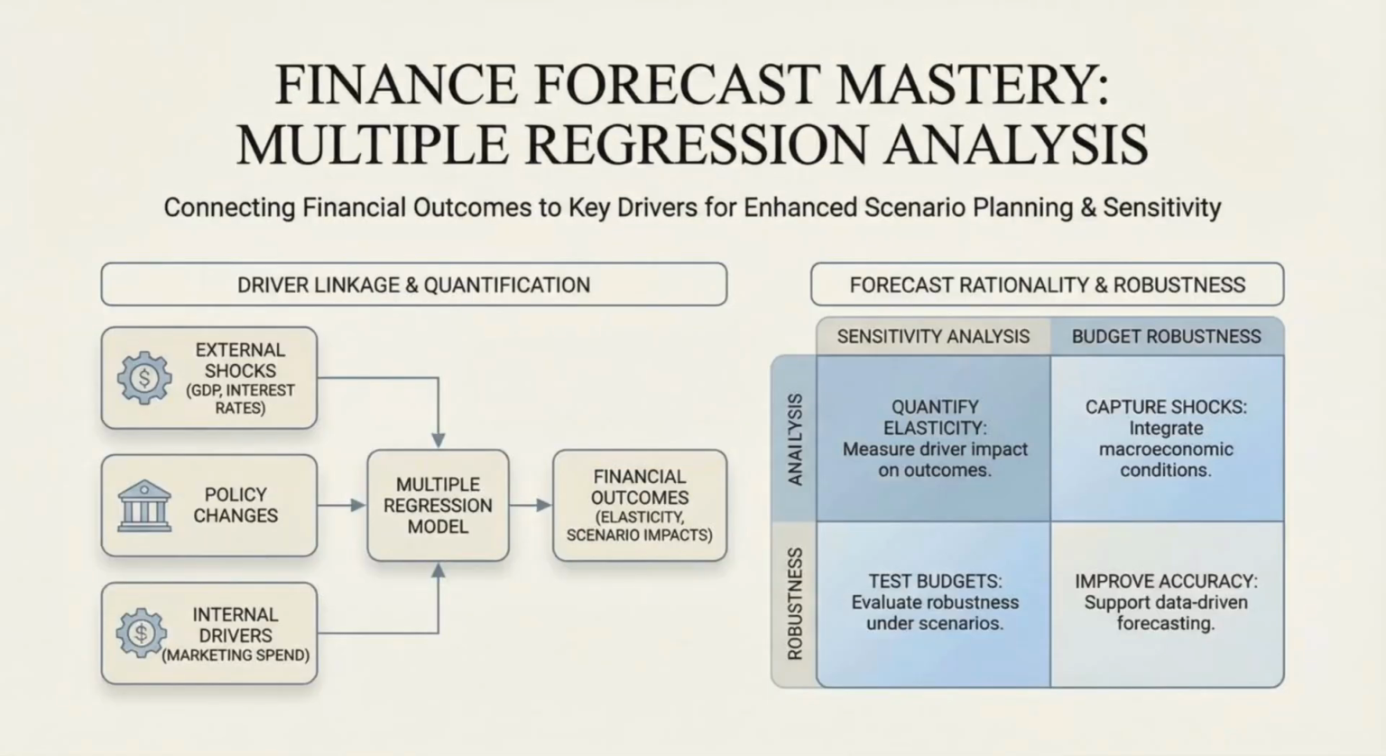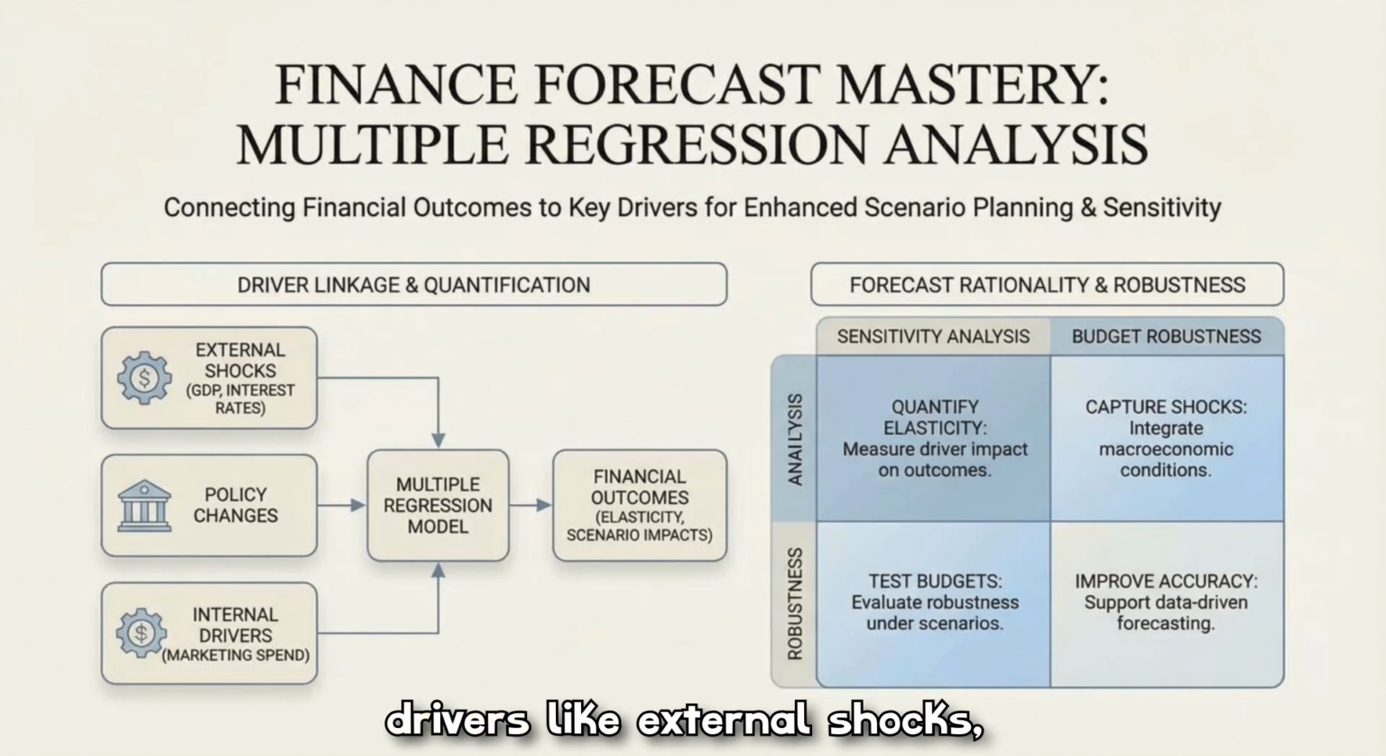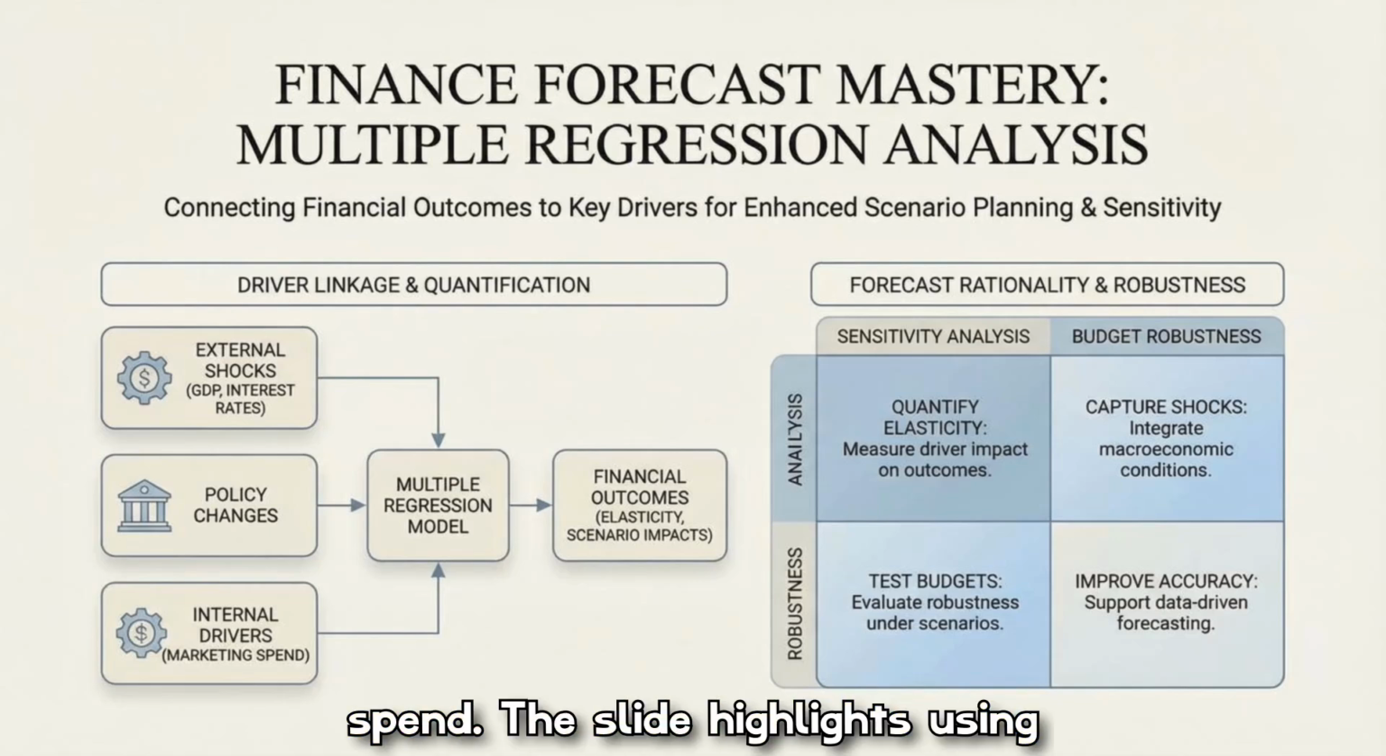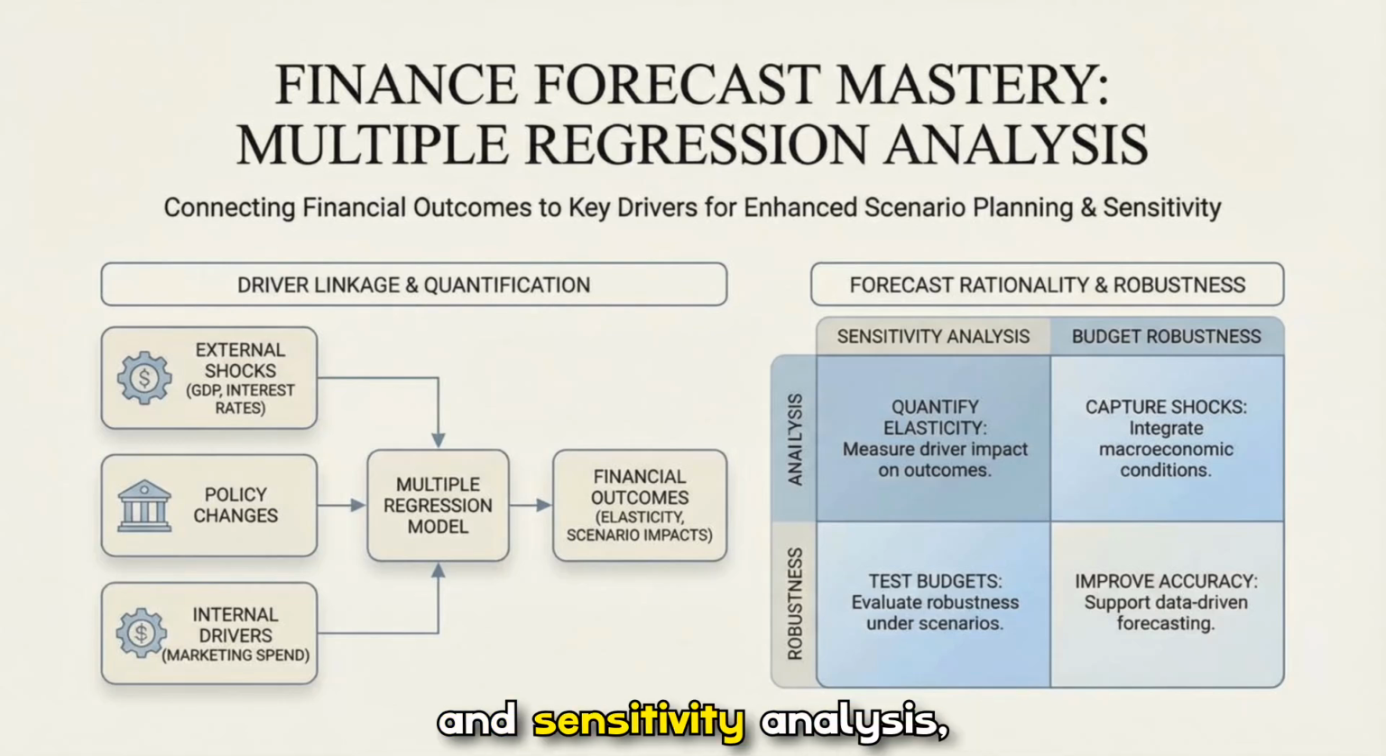Multiple regression links financial outcomes to key drivers, like external shocks, policy changes, and internal actions such as marketing spend. The slide highlights using regression for scenario planning and sensitivity analysis, quantifying elasticities, testing budget robustness, and integrating macroeconomic conditions to improve accuracy and inform strategic trade-offs under different scenarios.